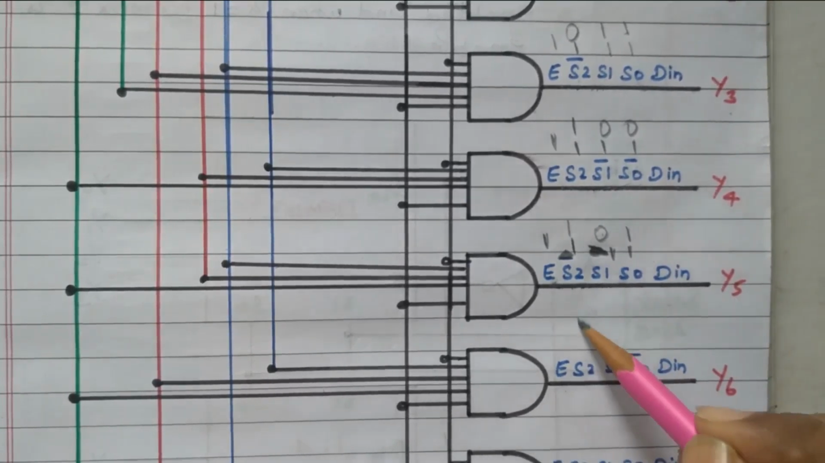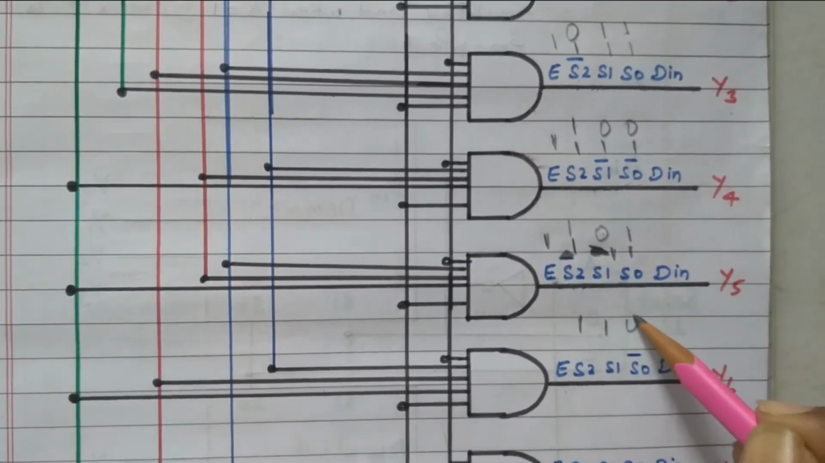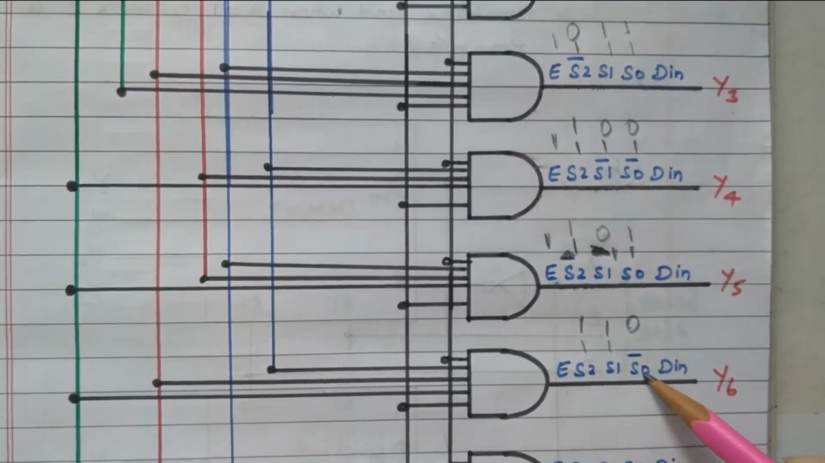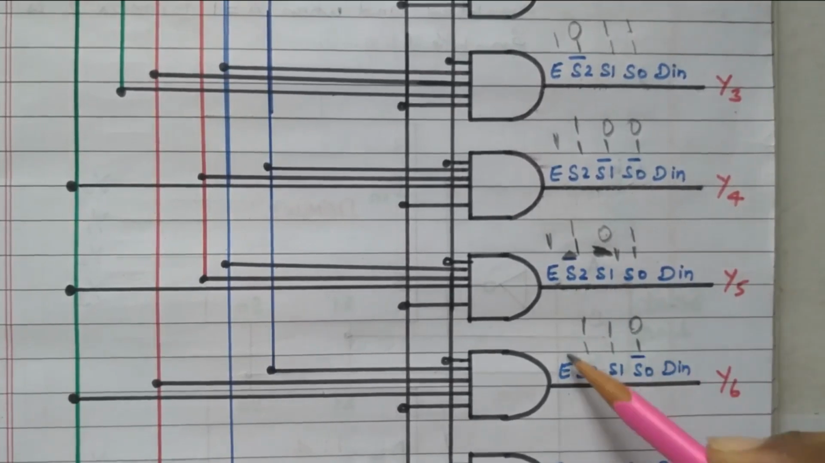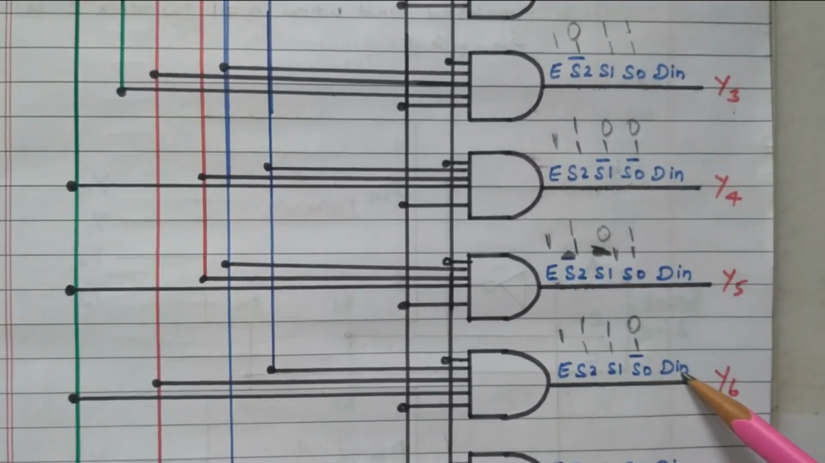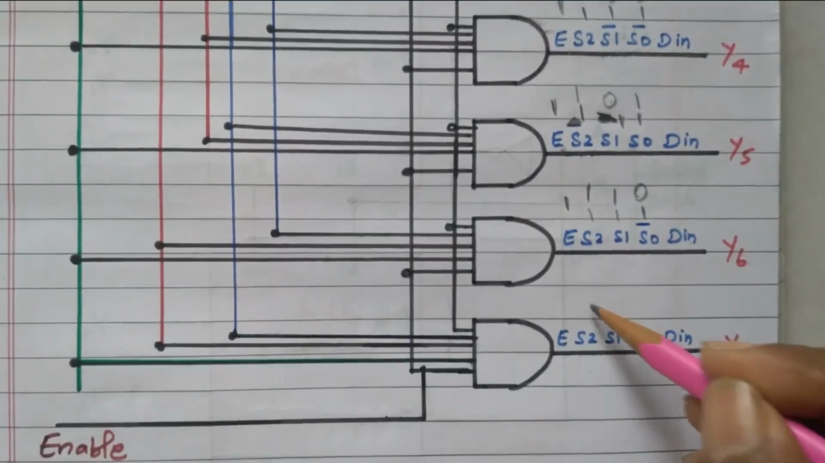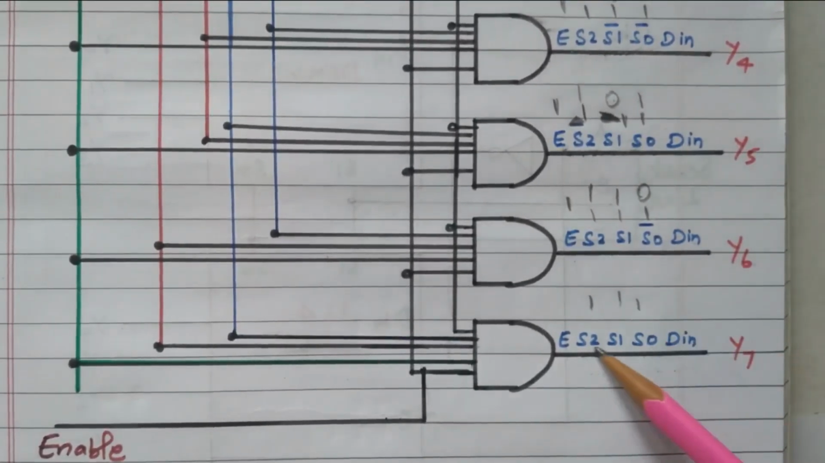The next one 1 1 0, right? The next combination, so here 1 1, this S0 bar, so that this 0 becomes 1, already enable is 1, so data in is available in the Y6. The last one 1 1 1, right? So all are connected directly, so already enable is 1, so the data in is available in the Y7, right?